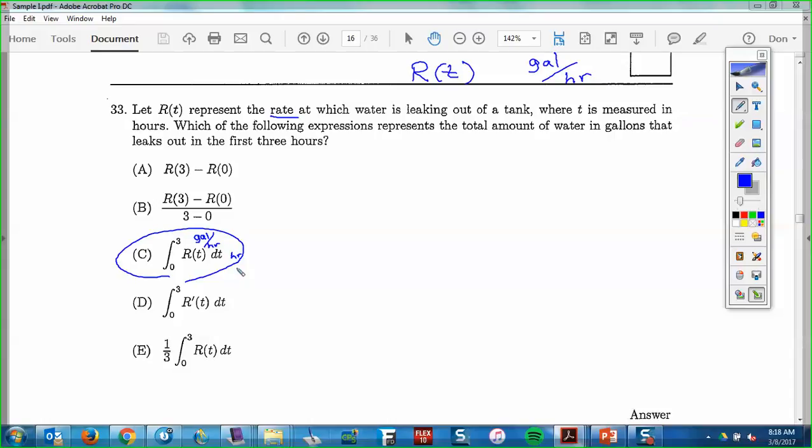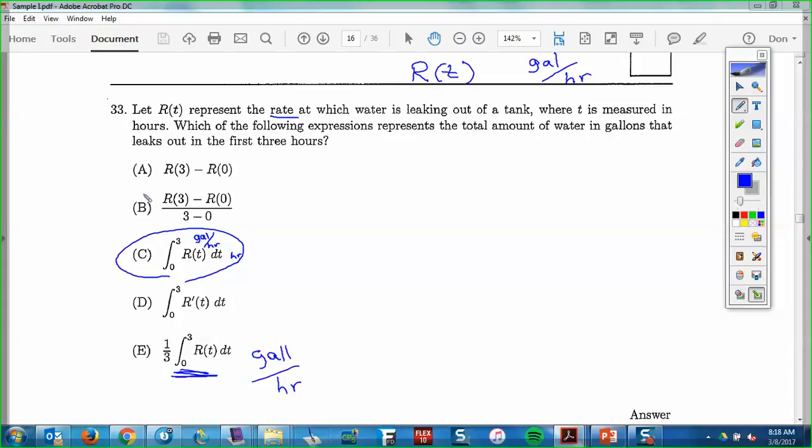We got water leaking out. So the net amount of change in those 3 hours is going to be the same as the total amount of change in those 3 hours. Okay? So it's just a matter of understanding. This would be an average value kind of thing. This would be gallons per hour. The antiderivative then would be gallons. So the units on this would be gallons, but then divided by 3. This would also be gallons per hour. This would be the average of R. So that'd be the average rate that it's leaking out.